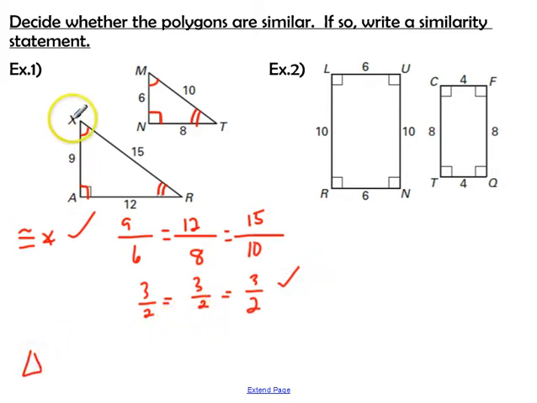So we can say that triangle XAR is going to be similar to triangle, and again we need to follow that same order. So we went angles marked 1, right angle, 2, so we go 1, right angle, 2, which is MNT.